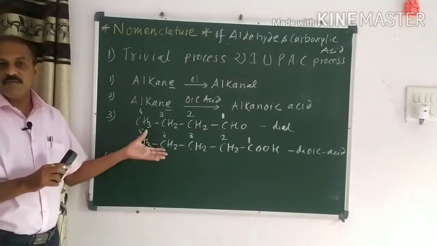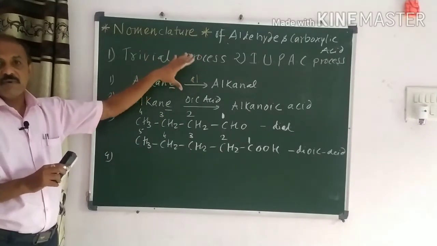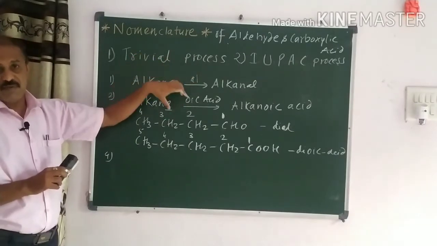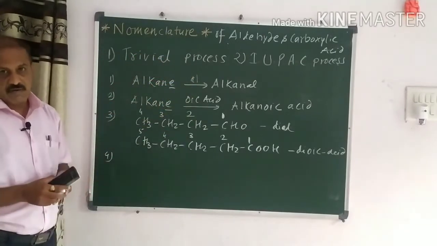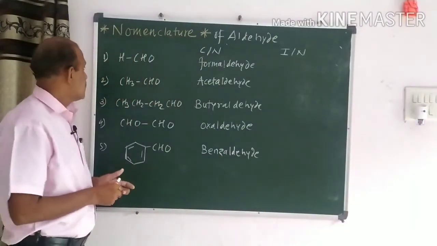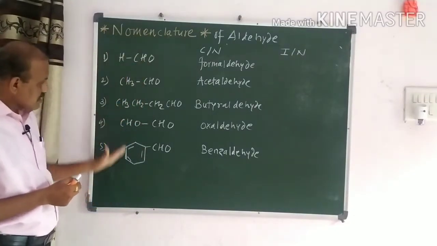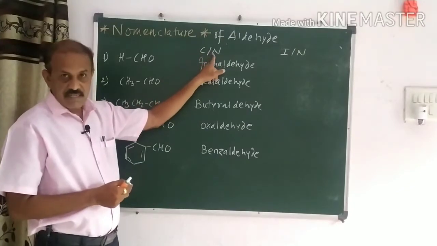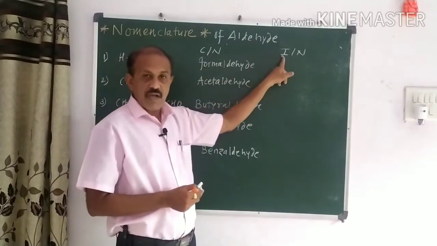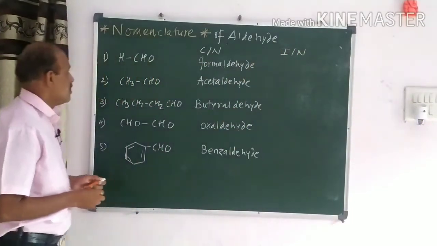Here I have taken only 5 examples of the aldehyde and 5 examples of the carboxylic acid. Lots of examples are given in the textbook and other books. If there is any problem, then you have to contact me. Okay, let us see examples of the aldehyde. This is the name, this is the structure, and this is the CN, that is the common name, which is also called the trivial name, and this is the IUPAC name. It is very simple and easy now.